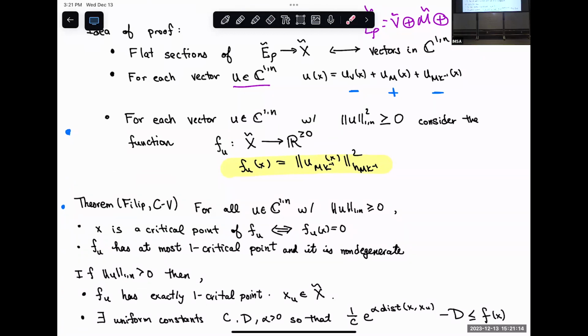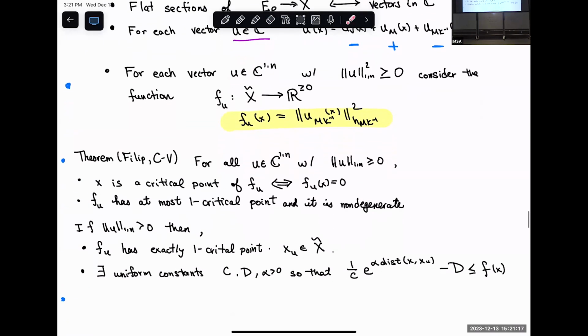And then he proves some strong exponential growth of this function, namely the function's value. So if you have this positive vector, then you have this unique critical point. This is part of the theorem, and you can look at another function, which is the distance you are in the hyperbolic plane from that critical point. And what he proves is there are these universal constants, C, D, and alpha, such that this function is growing faster than that exponential of that distance.